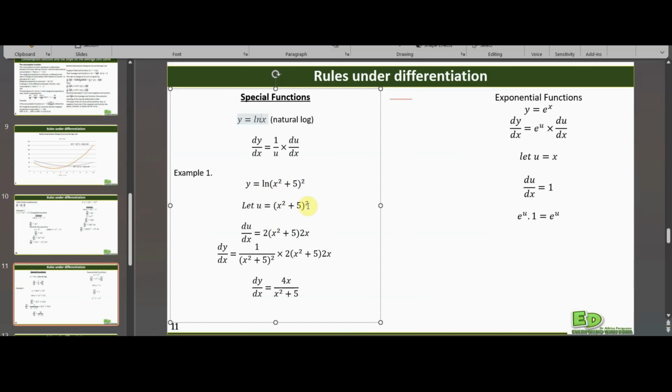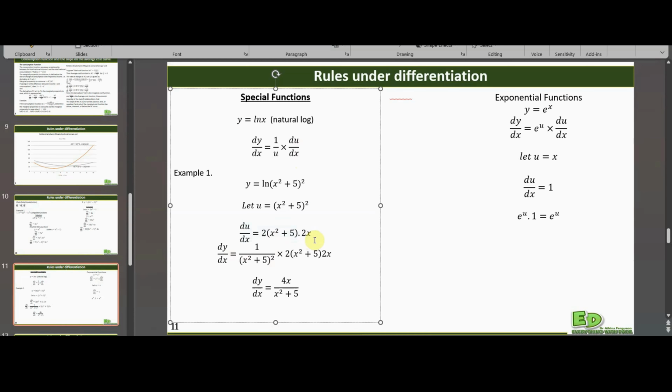I would say bring the power in front of the function. That will give you 2 into bracket x squared plus 5. Reduce the power of 2 by 1. That will give us 1 over here. Then I'll multiply it by the differential of what is in the bracket. If you differentiate x squared plus 5, you get 2x. And that's the du over dx that you need over here.